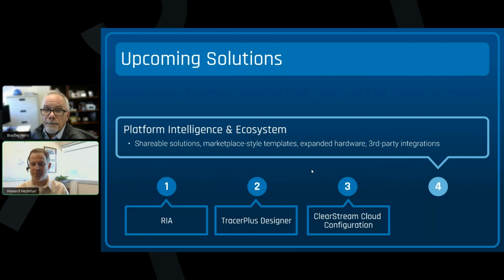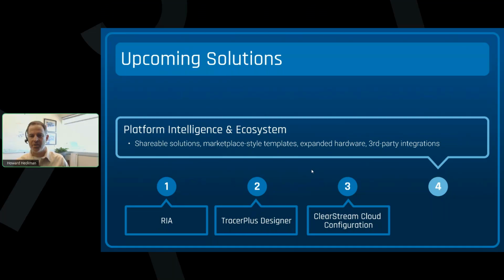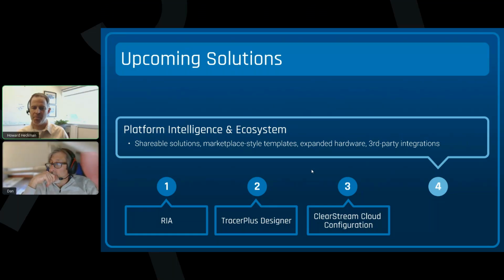Finally, after we have that base of RIA, the TracerPlus desktop designer, cloud configuration, we are looking to build out an ecosystem for this PTS cloud. So shareable solutions, templates, expanded hardware, and third-party integrations are all things that we want to build into this. We've always done this in the past. We want people to be able to sign up for a trial of our software and then get up and running as quickly as possible.